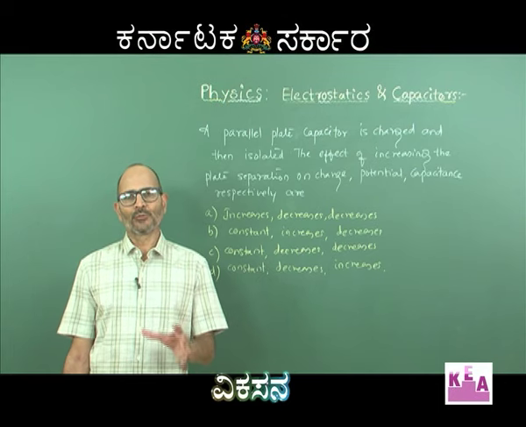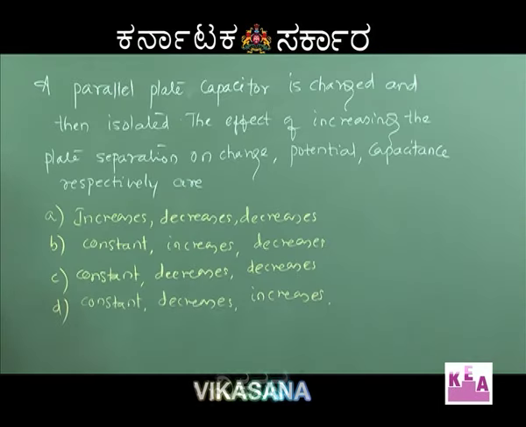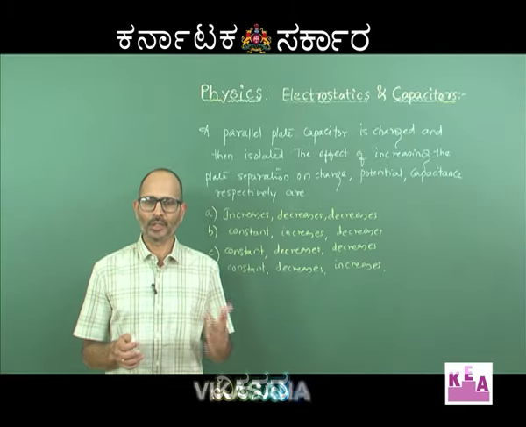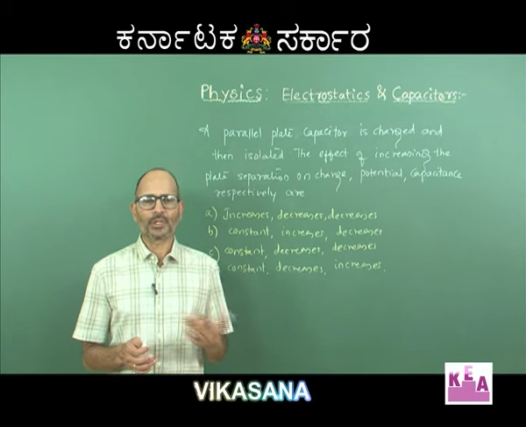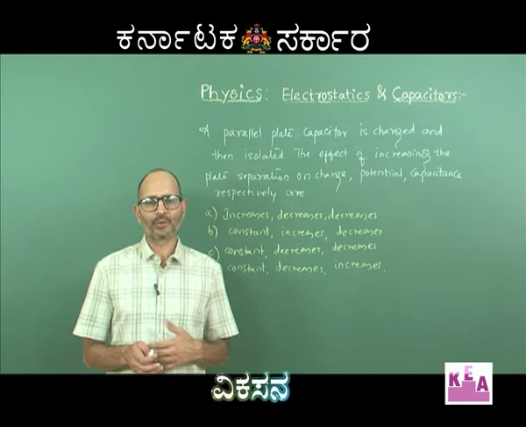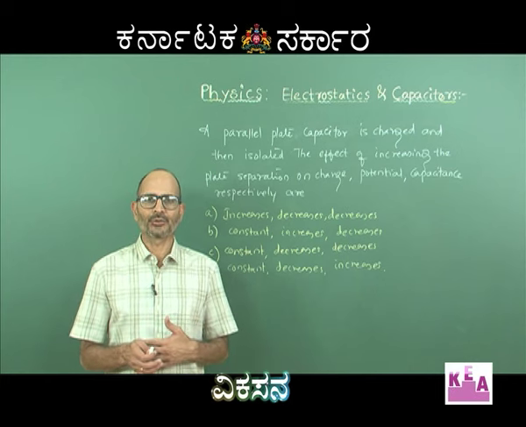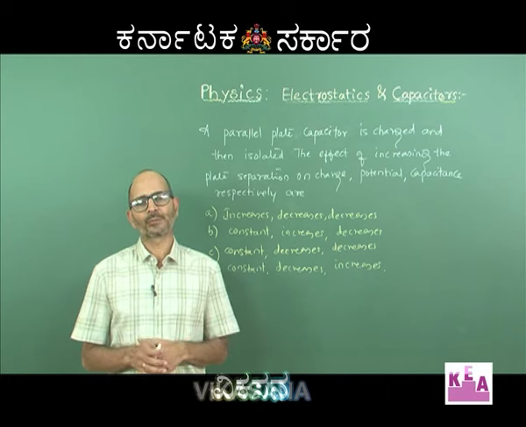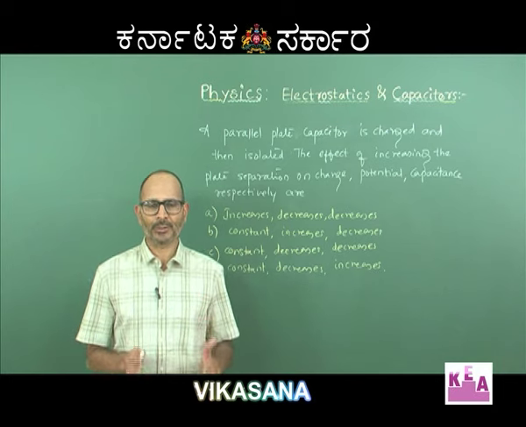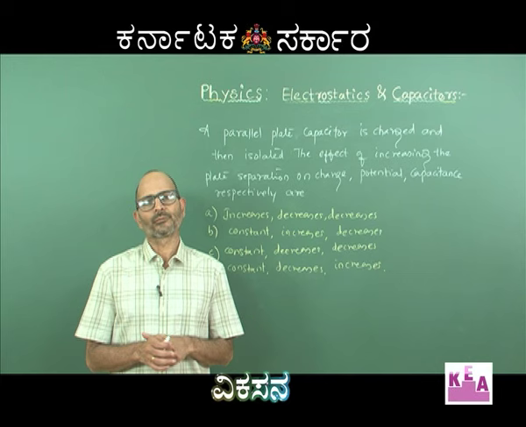Here is a beautiful theoretical question on parallel plate capacitor. Do you remember how to write the capacitance of a parallel plate capacitor? It is C equals A epsilon naught divided by D. A is the plate area, epsilon naught is the permittivity of vacuum or air, and D is the separation between the two plates. So, A epsilon naught divided by D is the formula for writing the capacitance of a parallel plate capacitor.